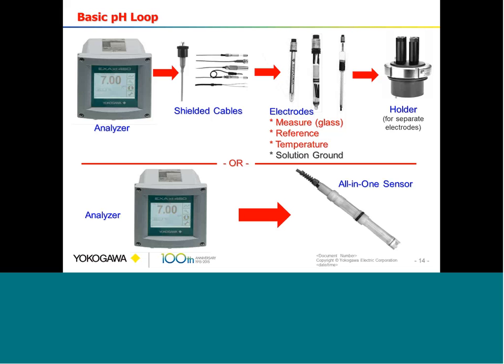But if you have separate electrodes, you do need some sort of holder in order to get these online. Most of the all-in-one sensors usually have threads on them that you can use to mount the sensor, or they come with some sort of an adapter that they're mounted into, which will allow them to be taken offline more easily to make routine maintenance and calibration easier.